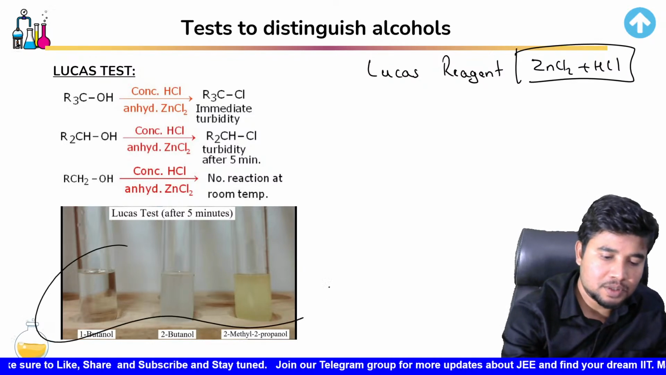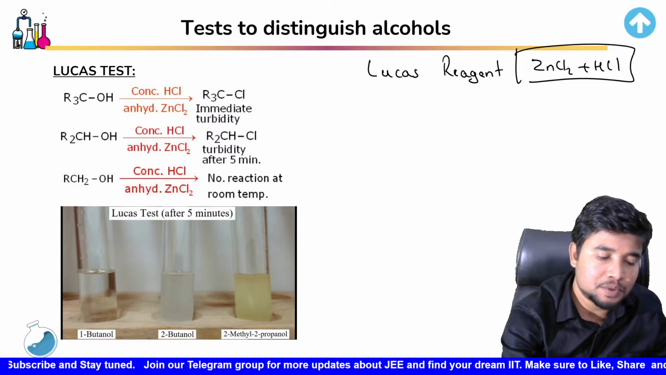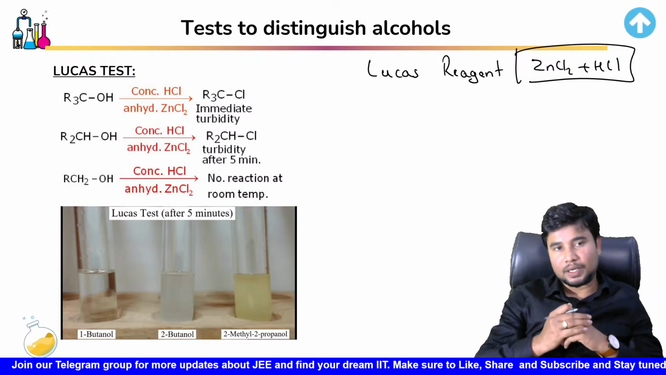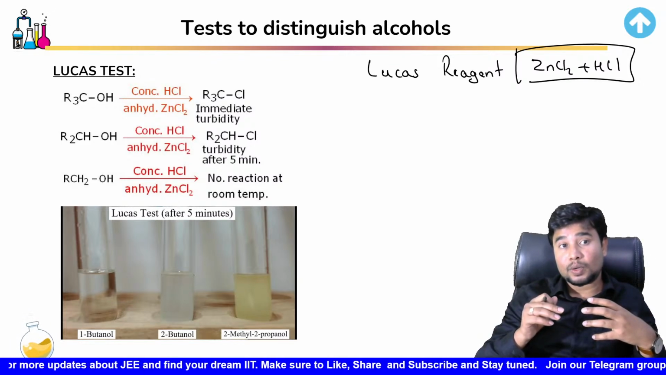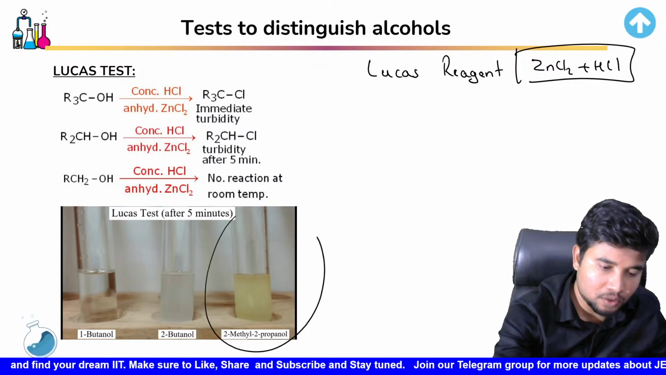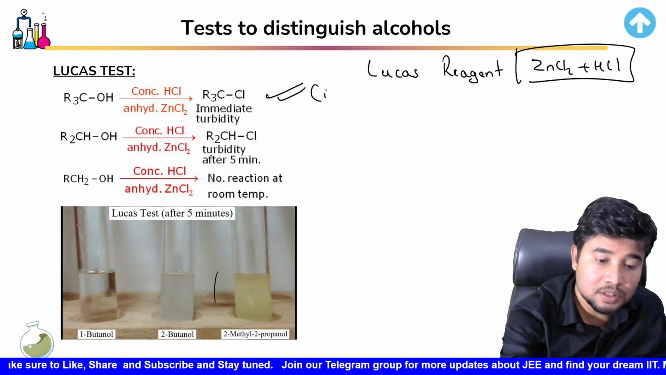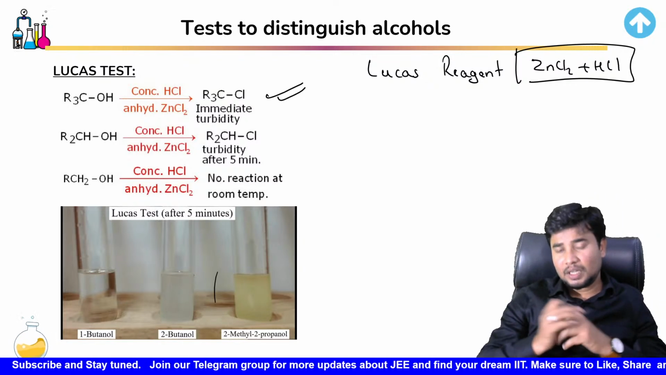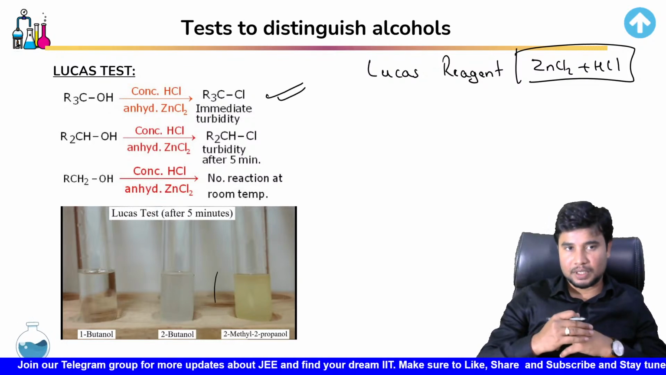Now, if you observe these three, when the Lucas reagent reacts with primary alcohol, the reaction happens really slowly and you would not see any turbidity, any disturbance in the liquid created. But when you react the same Lucas reagent with tertiary alcohol, the reaction occurs really fast and you see a lot of turbidity. It occurs instantly. Immediately, turbidity gets generated. So what is turbidity? That agitation, that cloudiness itself can be understood to be the turbidity.